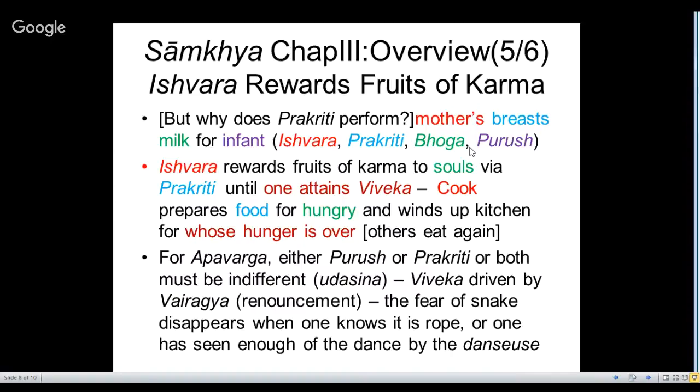All this is happening in a very natural manner. It is so automated that Prakriti behaves in such an automated manner. It is not that you have to see how Ishwar is doing it. It is just happening in a very routine, trivial mechanism. So he gives this example. Ishwar rewards fruits of karma.